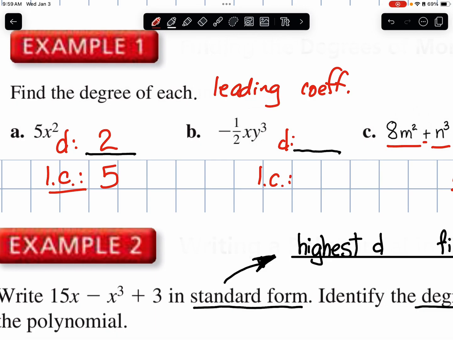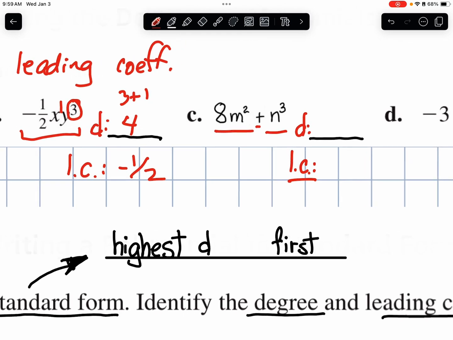The leading, the degree looks like it's 3. Be careful, there's also a 1 there. So we take those 2 and add them up because this is just one term. So what is 3 plus 1? 4. The leading coefficient, as you might have guessed, is negative 1/2.